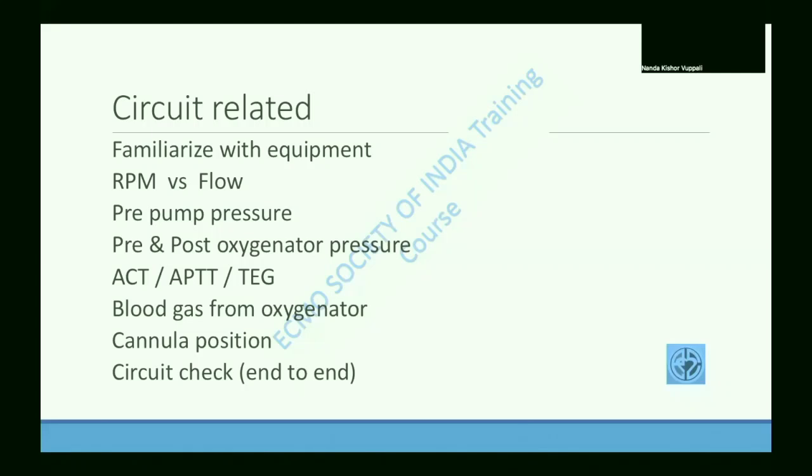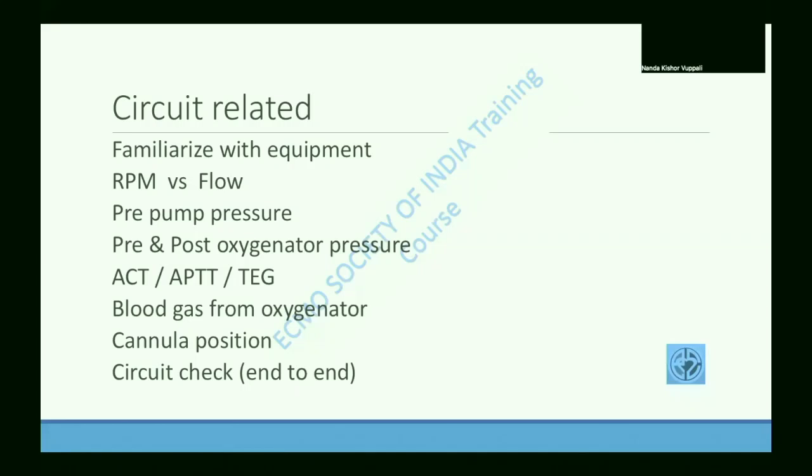And then we do a blood gas from the oxygenator once a day. So that kind of tells us the efficacy of the oxygenator. So usually when the patient goes on ECMO, we would expect a PaO2 of more than 300. And generally it is usually around the 400 zone. If it is anything less than 200, it's a bit of a worry.